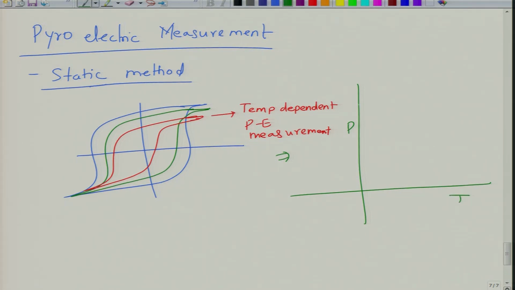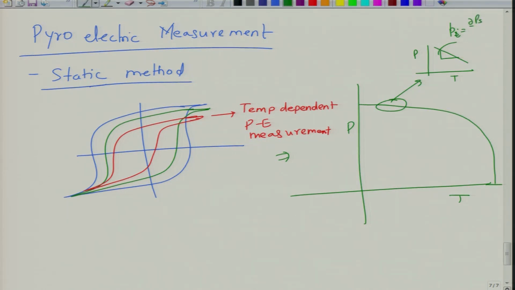So you will have a plot something like this, okay, for a second order phase transition. If you zoom into this section, this is P versus T. From this we can determine small ps, which is small pi, which is del ps by del t. The slope from the linear region can give you the change in the pyroelectric coefficient. But the problem is that in this case it is not suitable for materials with higher coercive field.